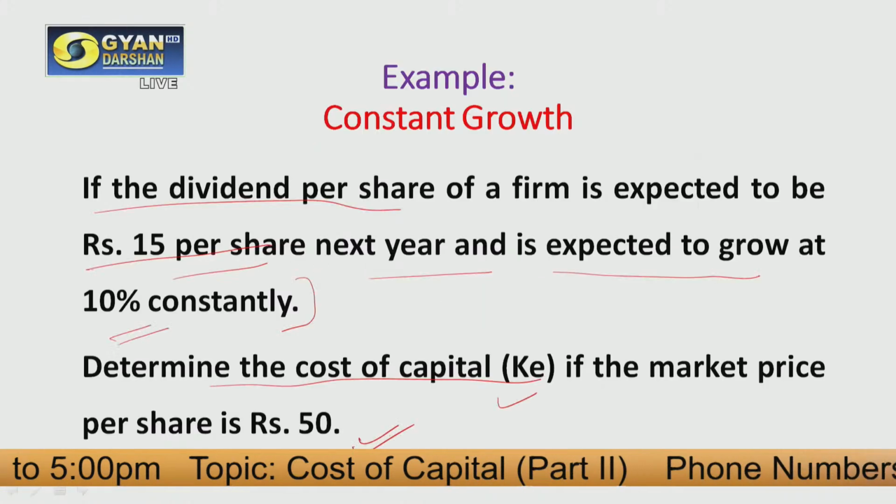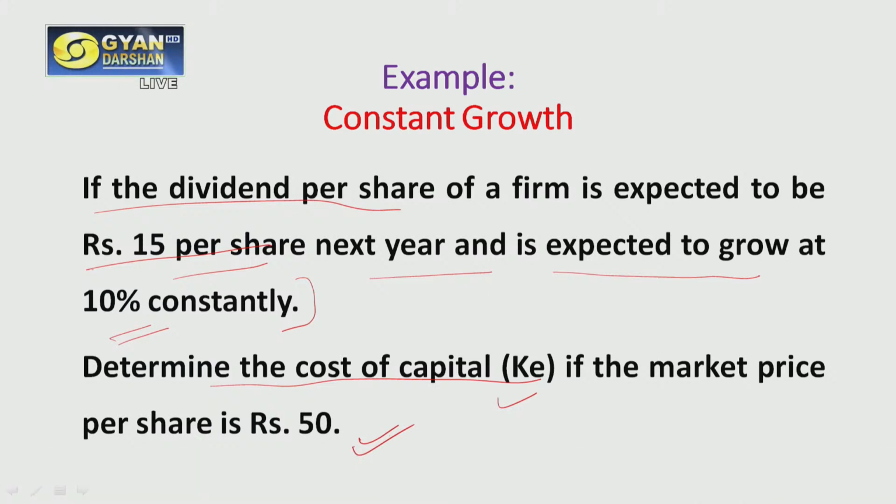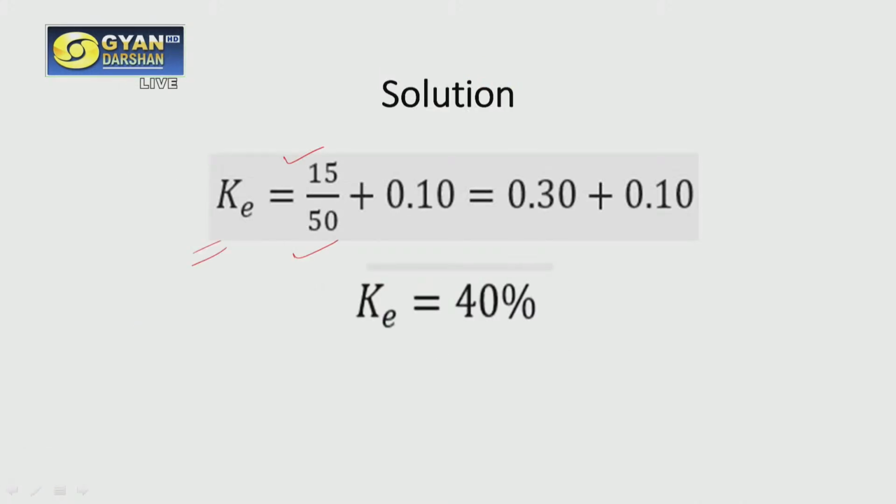Now what is 15? 15 is the dividend amount, and 50 is the price of the share plus 10%. 10% is our growth rate. By solving this equation, we get this KE value as 40%. So in this case, when our dividend, which is declared at the end of the first year, is 15 rupees, the price of the share is 50 rupees, and the growth rate is 10%, then our cost of equity is 40%. So this is how we can calculate cost of equity when there is a constant growth rate.